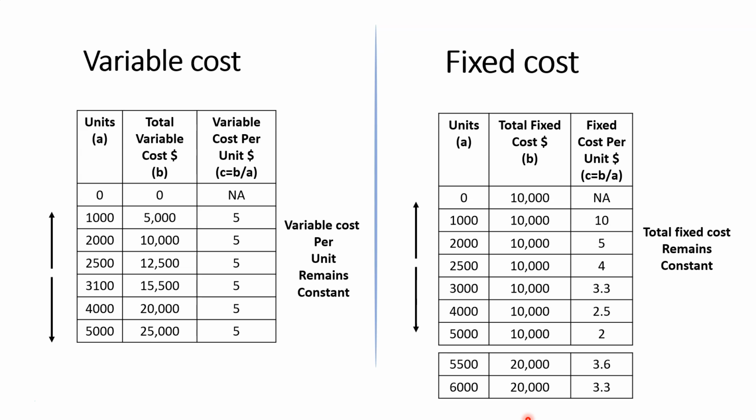So if you look at this example, if you are producing more than 5000 units, let's say you are going for 5500 units, then you need additional capacity. You need additional factory. And that's the reason your fixed cost is increasing to $20,000. It is important to note that your total fixed cost will remain constant for a particular period, that is a year in our case. That's the reason the fixed cost is known as a period cost, whereas variable cost is known as a product cost.